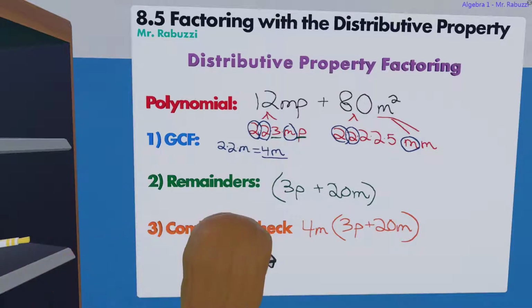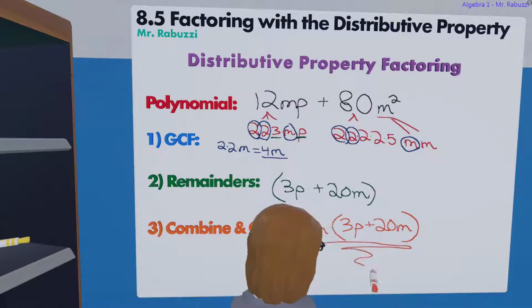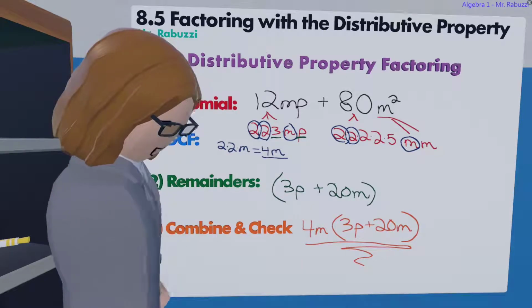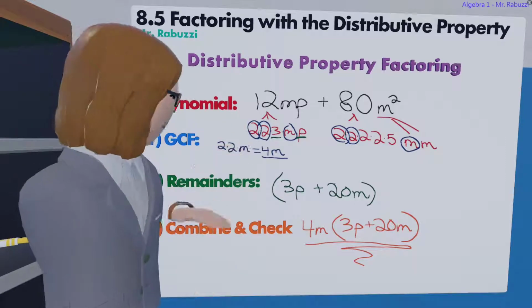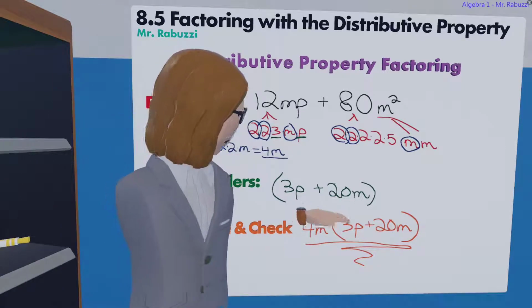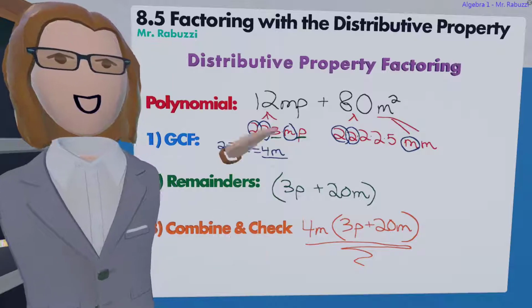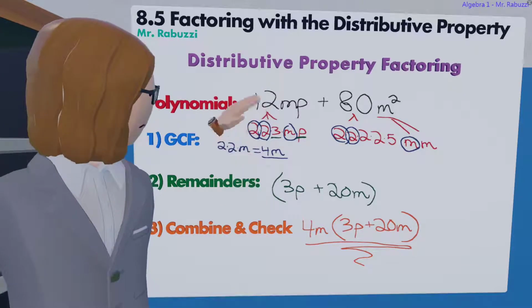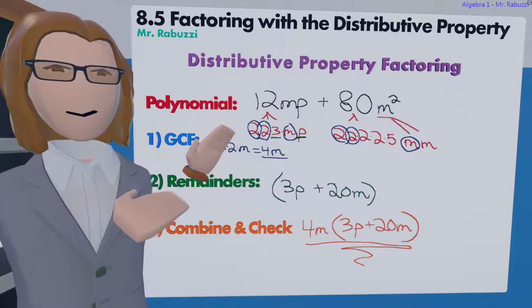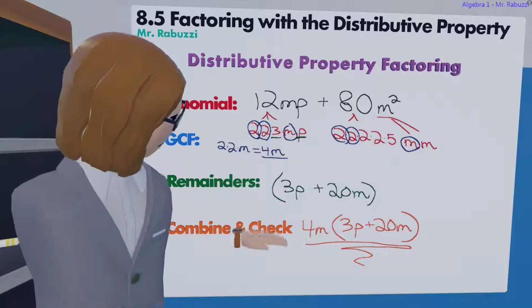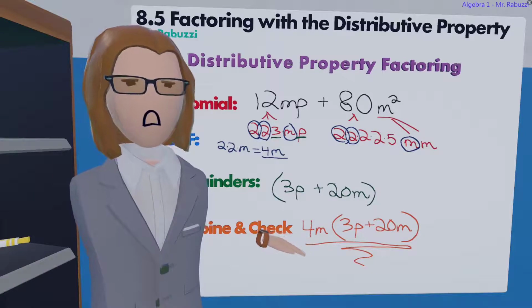Okay, that is our answer. That's it. Now, if you want to make sure, if you think maybe I mixed something up in here, you can check it by multiplying with the distributive property. All we did in here was the backwards process of a distributive property. If you want to check it, you just distribute like normal.